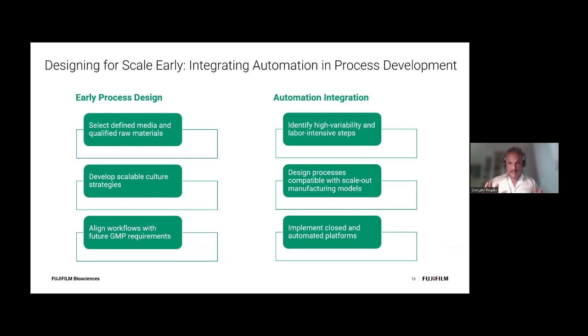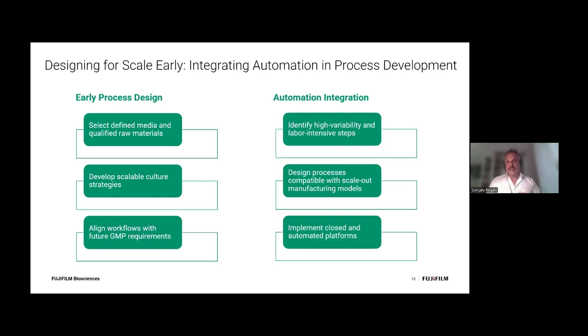Whatever your choices and whatever your biology, just really design for scale early. Right. So select defined media and qualified raw materials that you can procure and that will keep your process under control, whatever the stage you're in. Develop scalable culture strategies. Look at the process architecture. How do you reach that scale? Even if you're not there yet, think about it, plan ahead, and align the workflows also with future GMP requirements.